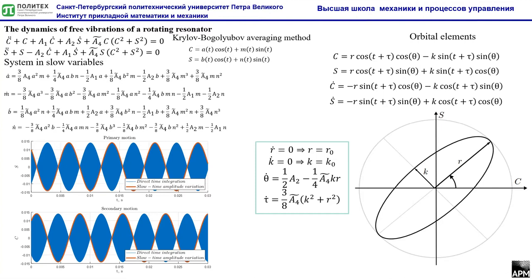It is convenient to trace the behavior of the resonator trajectory using toroidal coordinates in the phase space, called the orbital elements. Having performed the change of variables and making the necessary transformations, we obtained the system in terms of the new slow variables. The variables K and R are the semi-axes of the ellipse. Theta is the angle of inclination of the semi-axis of the ellipse to the C-axis. Tau defines the position of the point of the trajectory at the initial time.